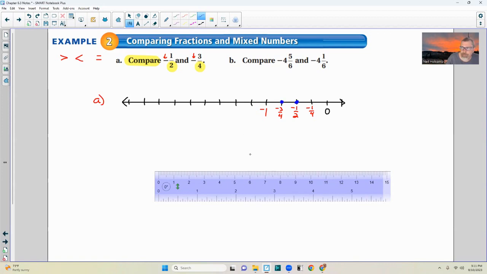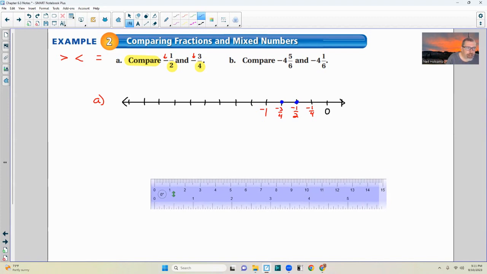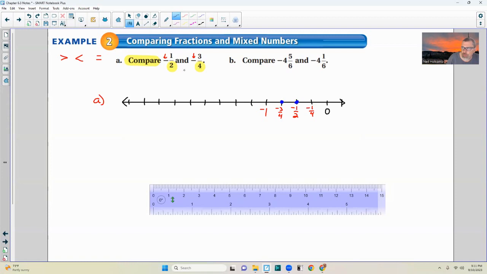So I graphed them. Okay, so step 1, graph them. Step 2, compare them. Remember, whenever a number is to the left of another, it is less than. So now in answering this question, I'm going to put it in words first. Negative 1/2, this number right here, because it came up first in the comparison, negative 1/2 is to the right of negative 3/4.